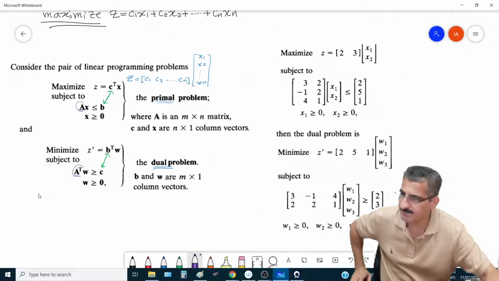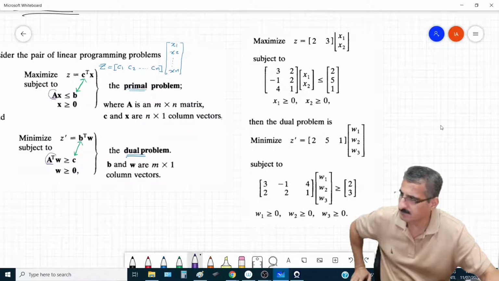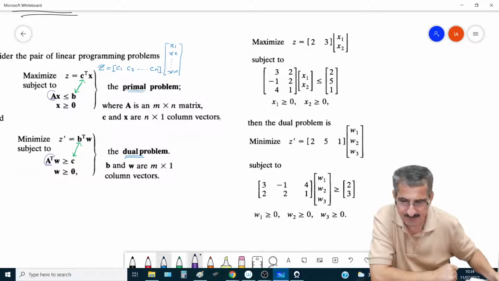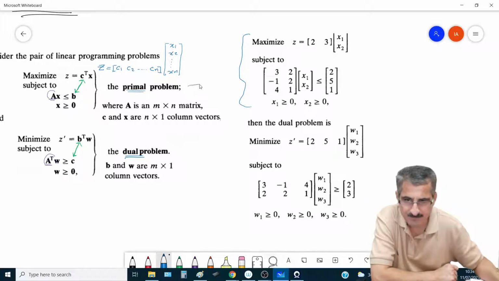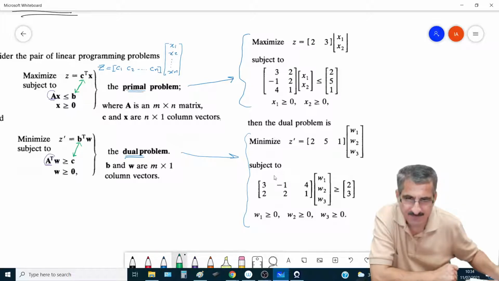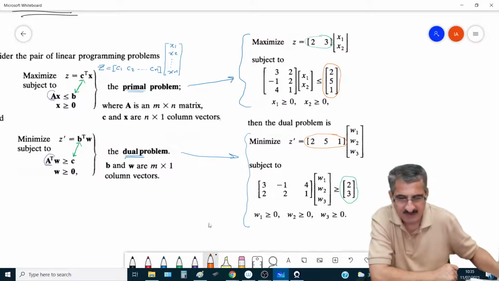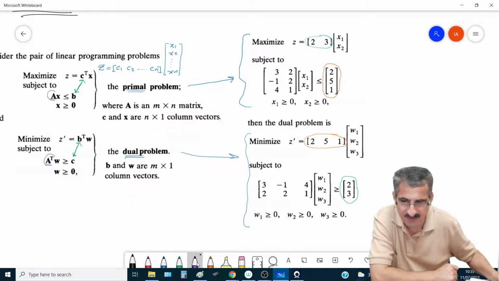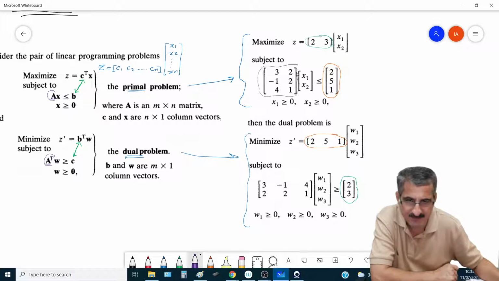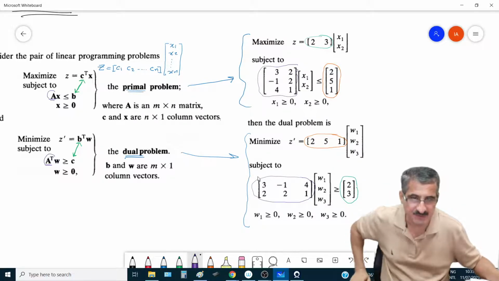So assuming, this is the original primal problem, and this is the dual problem. What we do, we have taken the cost vector here and made it the resources vector, and we have taken the resources vector from the primal and made out of it the cost vector, and we have taken the matrix A and replaced it with its transpose. That easy. We have two variables above and three variables down there.